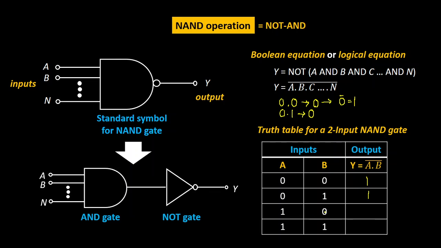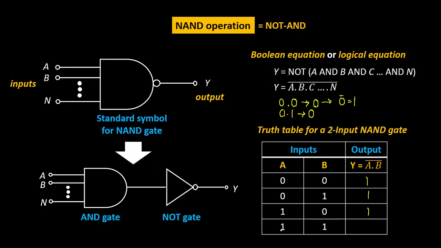Again, the same combination. In the case of the AND gate, the output of the AND gate will obviously be 0, and it will be complemented. Whatever the output of A dot B will be, it is complemented, and definitely it will give you 1.